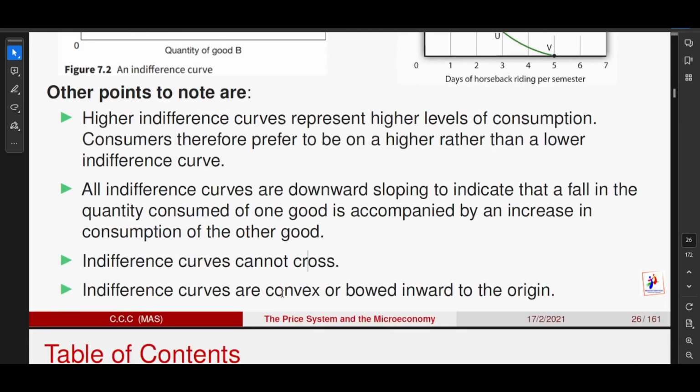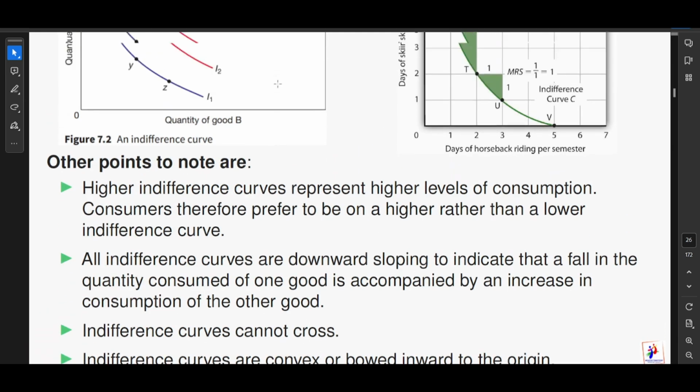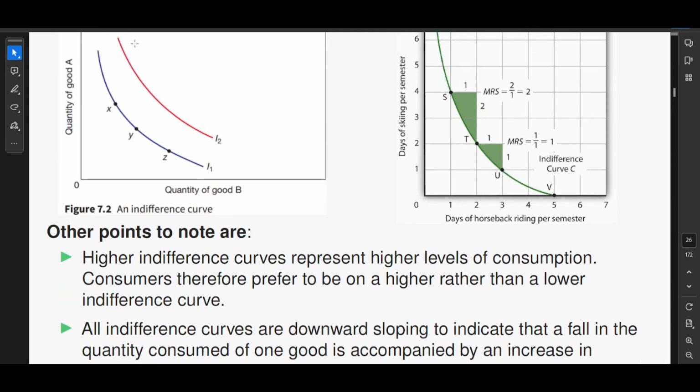Indifference curves are convex, or bowed inward from the origin. So this shape, right? This is what we call convex. The reverse, when the shape is this way, is what we call concave.